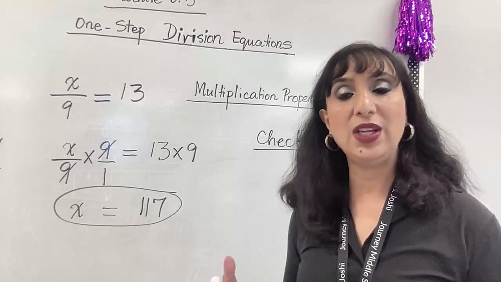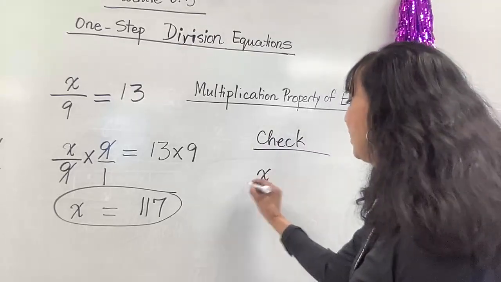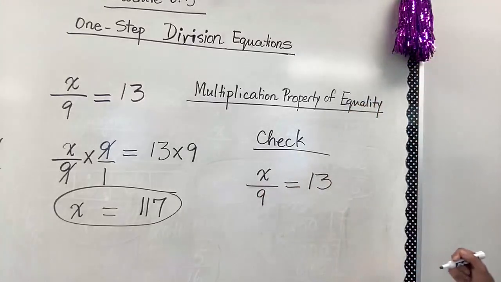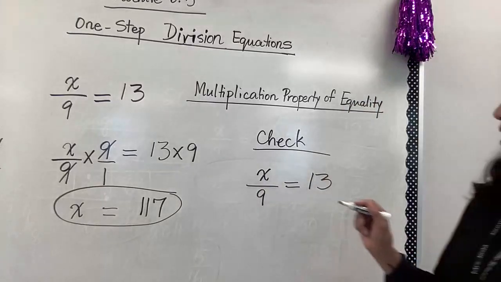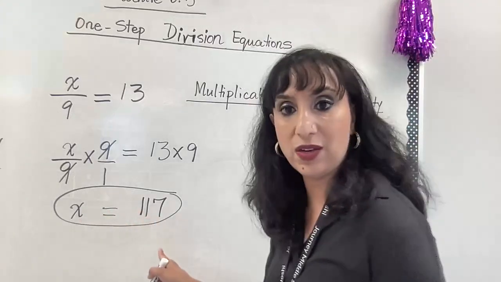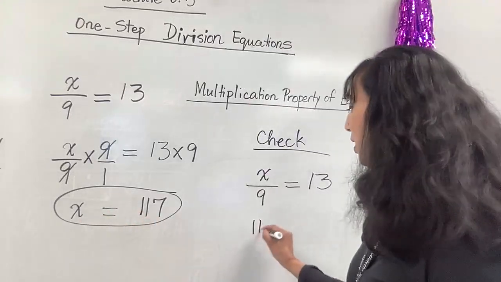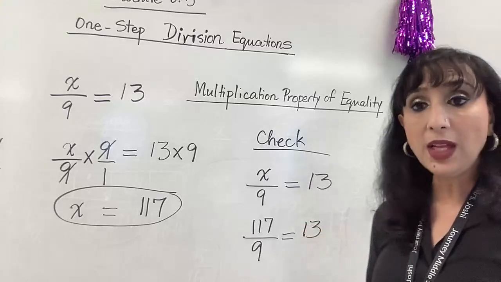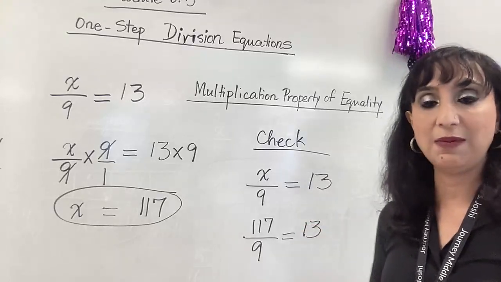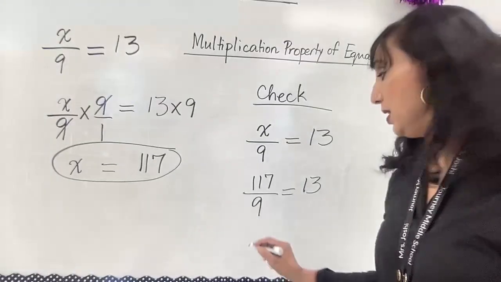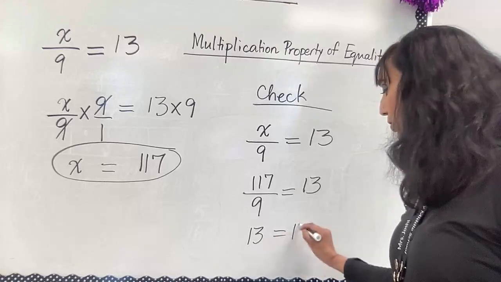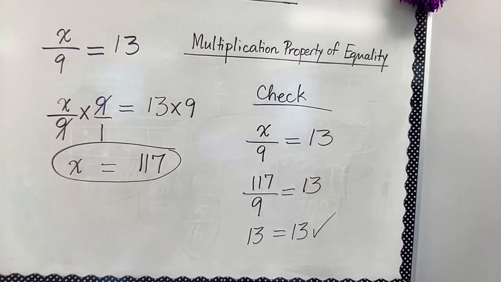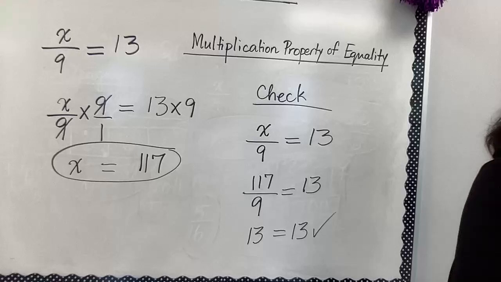So you write out the original equation, which is x over 9 is equal to 13. And then we are going to substitute the value of x. And we said x is equal to 117. So I'm going to write 117 over 9 is equal to 13. And if I divide 117 by 9, I get 13. So 13 is equal to 13. So therefore, this is correct. All right, and this sentence is completely true.